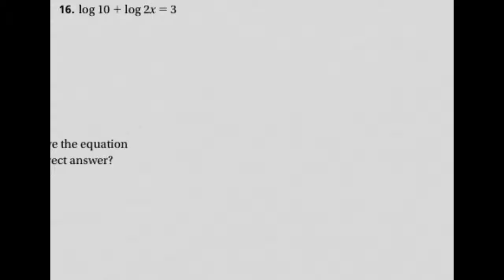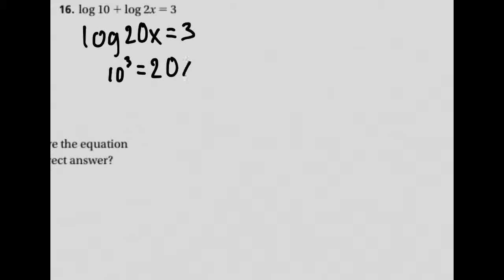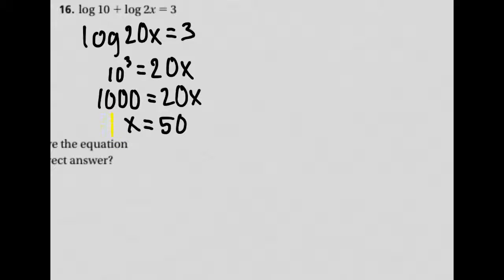Alright, let's keep going. Log of 10 plus log of 2x equals 3. Again, same base. They are both common logarithms, so we're going to put them together using the product property. This is log of 10 times 2x, which is 20x. Turn it into exponential form. The base is 10, so 10 to the 3rd power equals 20x. 10 to the 3rd is 1,000 equals 20x. And then finally divide by 20. 1,000 divided by 20 is 50. So x equals 50. And that is your final answer.